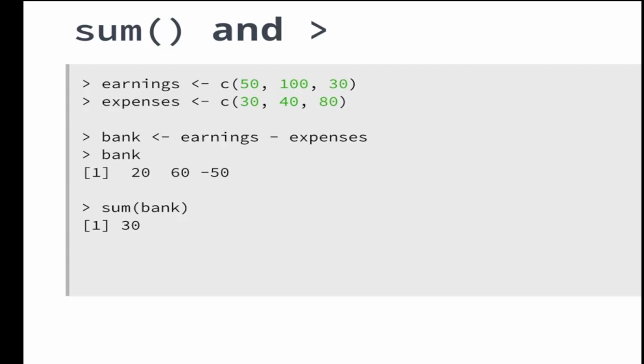Instead of subtracting expenses from earnings to compare them, which gives you positive and negative numbers, you could also use relational operators to know when earnings were higher than expenses. You can use the greater than operator for this. This operator compares the number in the vectors element-wise. The result is a vector of trues and falses. On days 1 and 2, your earnings exceeded your expenses, so the corresponding elements are true. On the last day, you spent more than you earned, so the result is false. There are much more relational operators, but that's something for the intermediate R course.